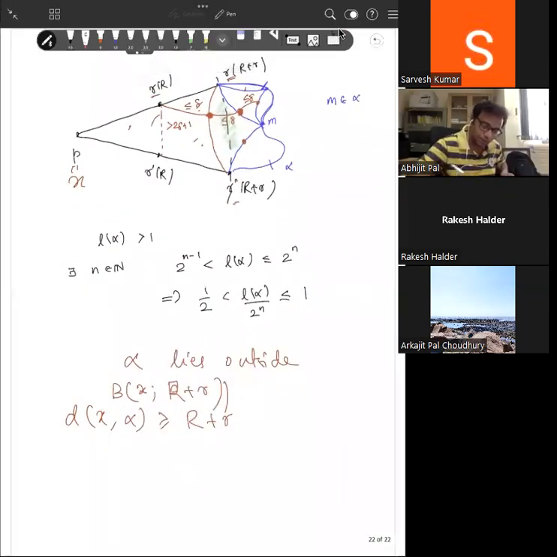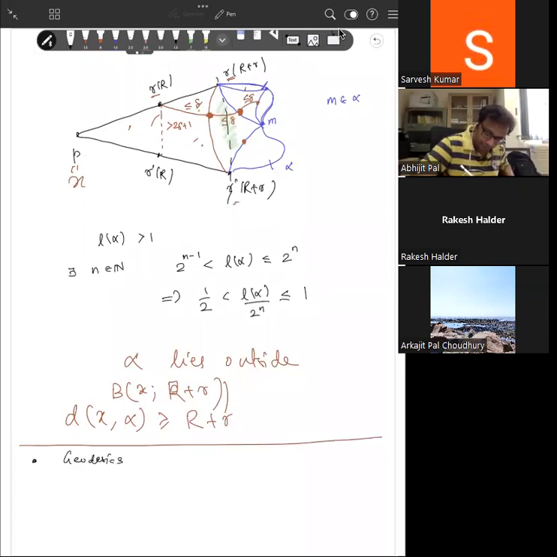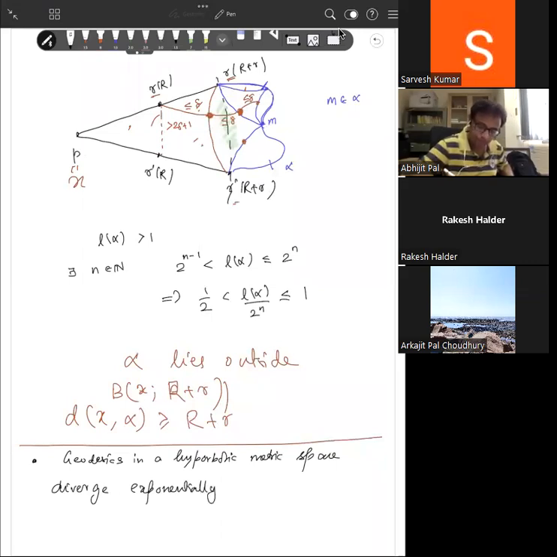So what we have proved, this shows that geodesics in a hyperbolic metric space diverge exponentially. Okay, so this part we have shown, and the converse is also true.